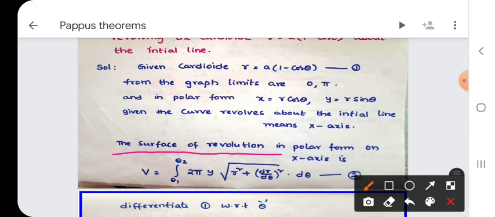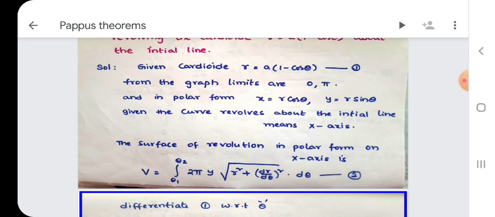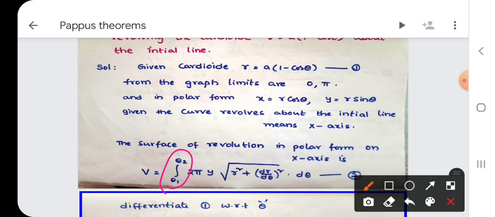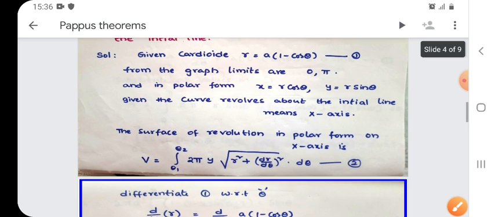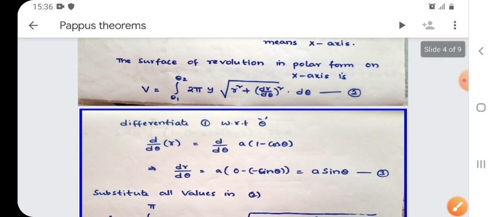The surface of revolution in polar form on the x-axis is S equals integral theta 1 to theta 2, 2 pi f of x, which means y. So I write y directly. Okay, y into root r square plus dr by d theta whole square. We know that theta 1 to theta 2 is 0 to pi. And the y value is r sin theta, and we know the r value is a into 1 minus cos theta, but we need to find the dr by d theta value. So I differentiate 1 with respect to theta.